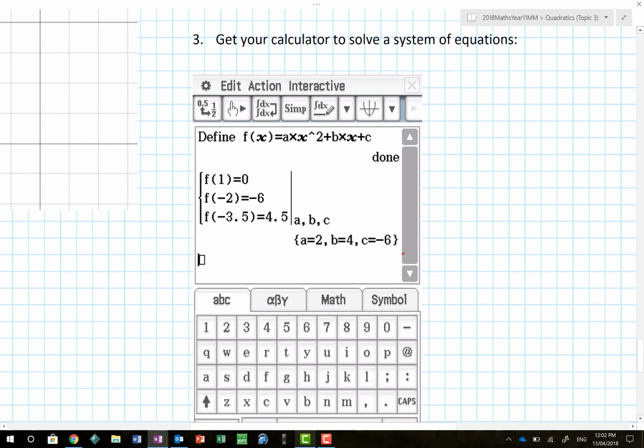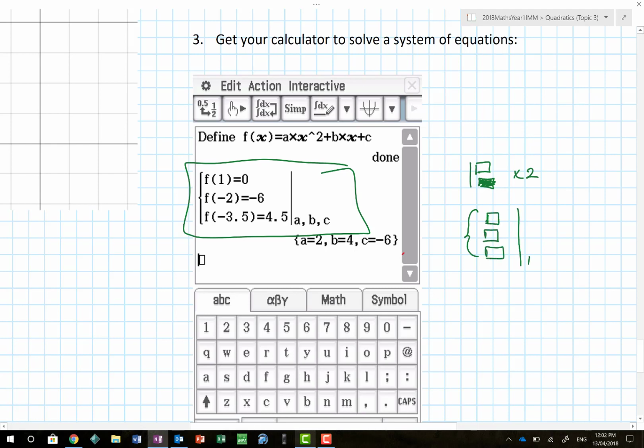Now, for the Casio ClassPad, there is a button that, if you press it twice, you'll get this notation here. It will be the squiggly lines, and it will have box, box, box, line, and box. What it's saying is put 3 equations, or 3 pieces of information, in there for me. Tell me what you're trying to solve for, and I'll work it out.